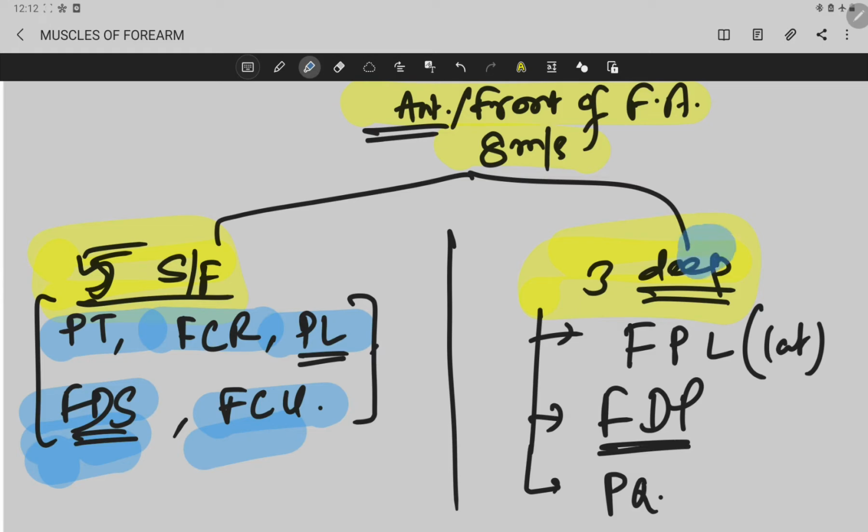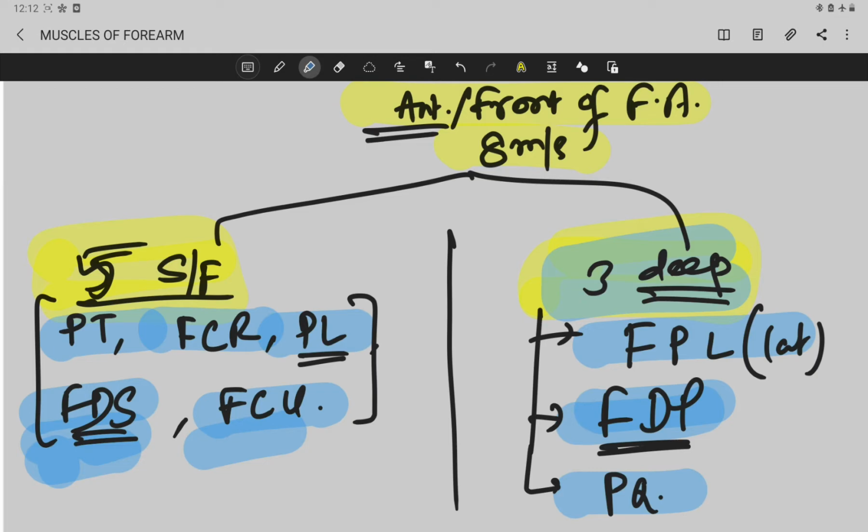And in the three deep muscles you can see flexor pollicis longus, causing the flexion of the pollex, flexor digitorum profundus, the deep muscle, and pronator quadratus, quadrangular in shape, whose major action is pronation of the hand. What is pronation? Pronation is nothing but the rotation of the radius on the ulna at the radioulnar joint. All right, so this is the basic overview. Now let's talk about each and every detail of those muscles.